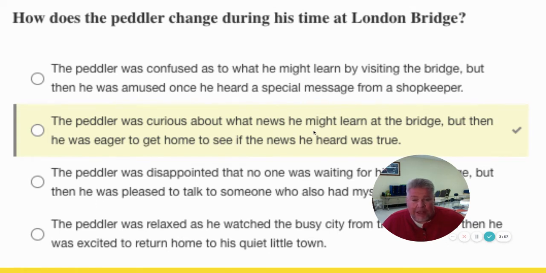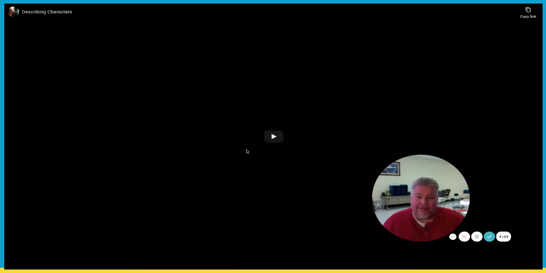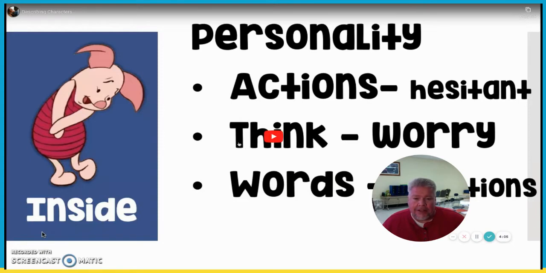Now, I'm going to keep it short today. It's Friday, and you've learned a lot this week, reviewed a lot this week. So we're going to take first off a look at a little lesson on characters. And in this character lesson, it's going to be about Piglet. If you ever watch Winnie the Pooh, you know who Piglet is, I'm sure. And this lesson is neat because it talks about two ways that you can describe characters. You can describe them from the outside, just what they look like. Piglet's pink. He's got a striped shirt.